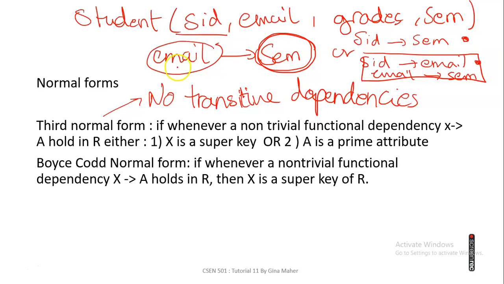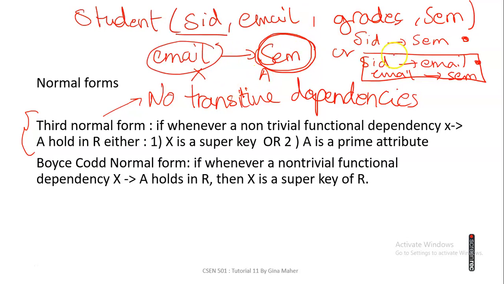So neither A can be used as a candidate key, neither X is a super key, nor A is a prime attribute. So in this case, we have a dependency which violates these two conditions. So in this case, we are not in the third normal form. Okay? Whenever we find any transitive dependency, you should conclude that this one is not in the third normal form.